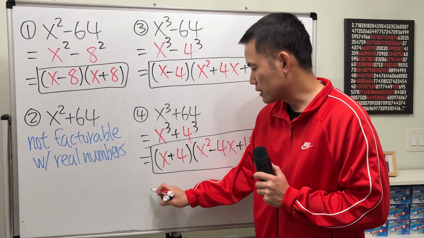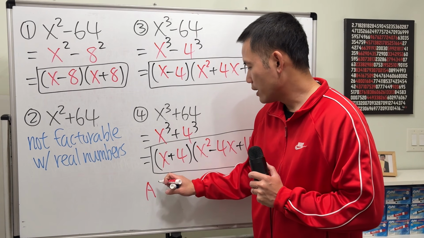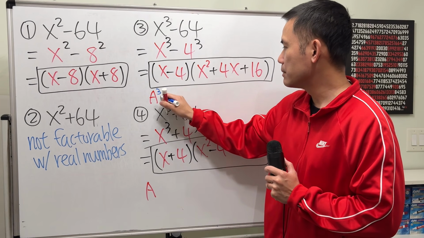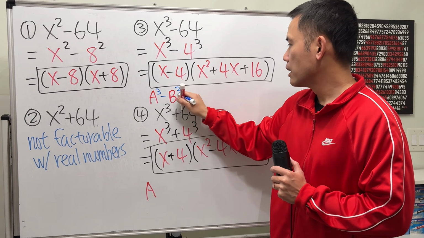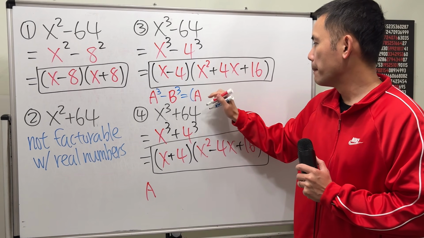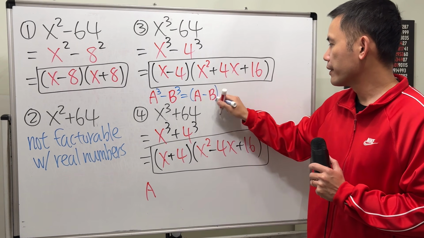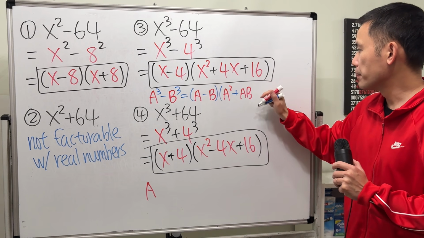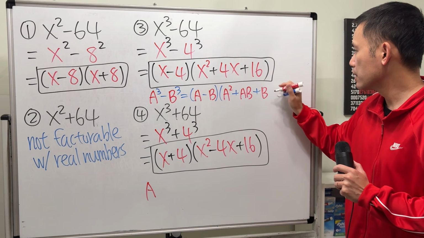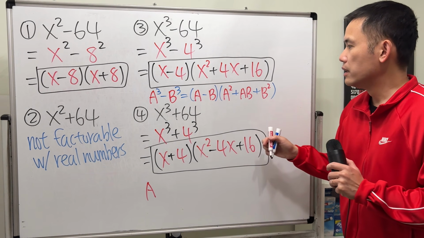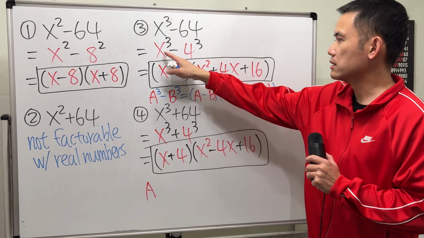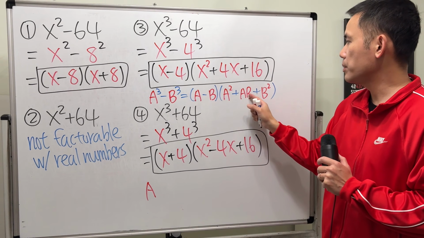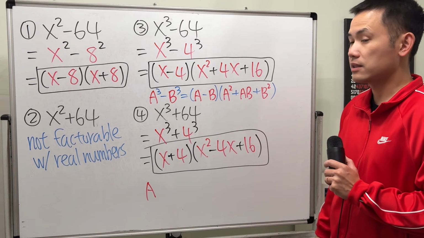And now let me just remind you guys the formulas. For this one, let's write it down right here. a cubed minus b cubed gives us a minus b times a squared plus ab plus b squared. And that's how we end up with this, because this is the a and this is the b. So that's how we get the x squared and then ab and then b squared, which is the 16.